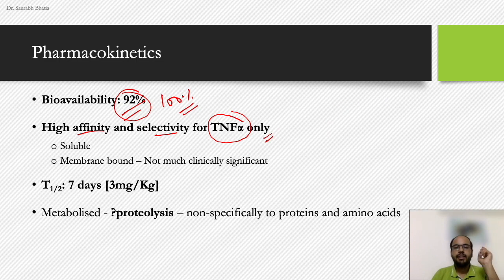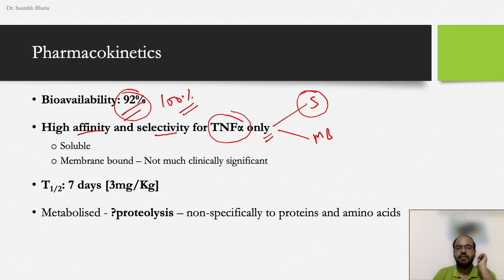And remember, in the video on adalimumab and psoriasis, we said that TNF alpha is of two types. One is soluble, the other is membrane bound. The activity of infliximab is more on the soluble TNF alpha. On the membrane bound, there is some activity, but that activity is clinically not much significant. That means it won't lead to much improvement in the disease. Major improvement is seen via its sequestration, or controlling the soluble TNF alpha, or binding the soluble TNF alpha, and thus you don't have those downstream effects.